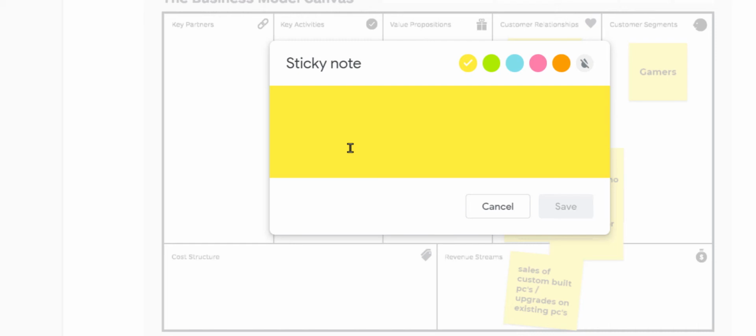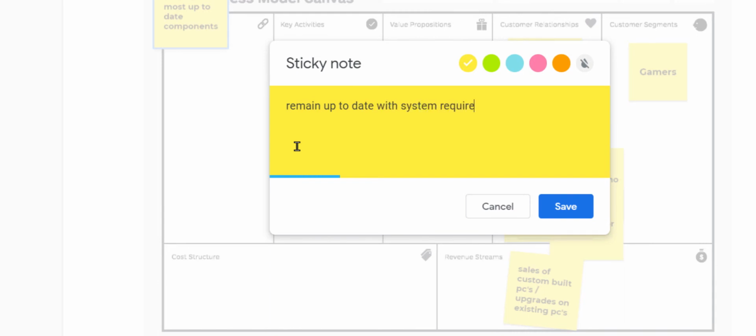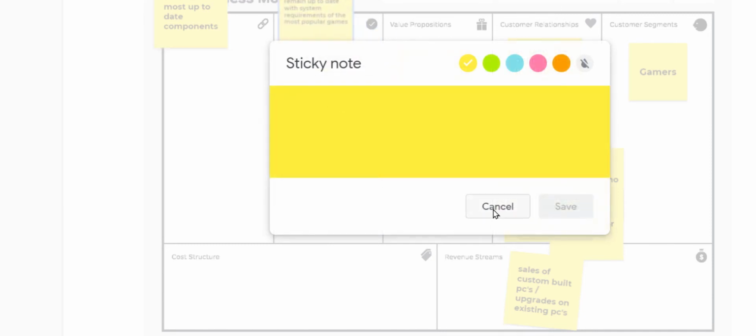So we will need to have a key activity. We'll have to stock the most up-to-date components. Critical. We'll have to have the stock that they want. So when it becomes available, we need to have it. We will also need to remain up to date with system requirements of the most popular games. That is going to be very important.